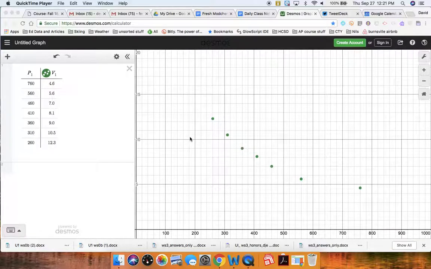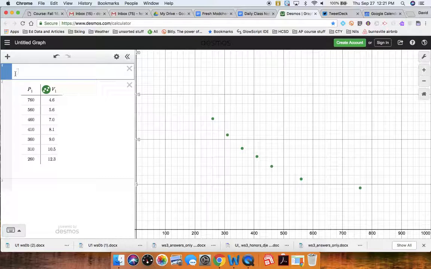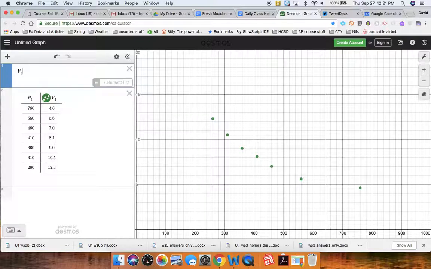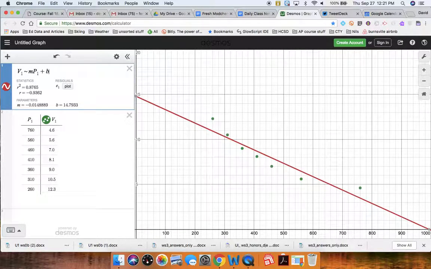And we can see that this probably is not a good linear fit, but what we'll do is just double check that by inserting an expression that correlates these two, does a linear regression. So I'll do V1 and then the tilde to prompt regression, and then M P1 plus B. And sure enough, the R-squared value is 0.8765, which is quite low. And also with the line in place, it's very obvious that there's a curved shape that suggests we should do some further analysis. So I'm going to turn the best fit line off because it's not a very best fit.